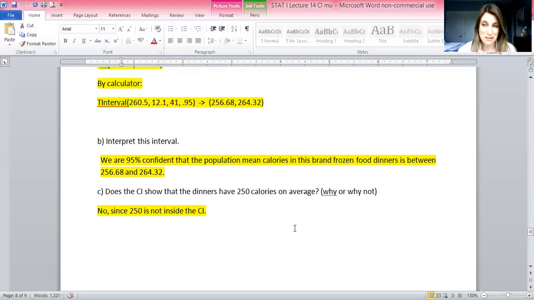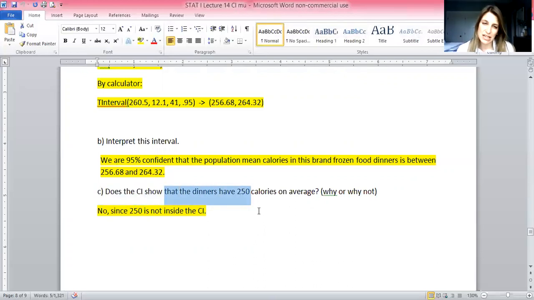So if I ask you something like this, I don't want you to just say yes or no, I want you to support it. Here the answer is no, and the reason why is because 250 is not inside the CI. You see here how it says the dinners have 250, meaning it's equal to 250. If it says something like that, then I'm looking for that number to be inside the CI. Remember, like I mentioned last class, if it's less than or below, then I want my entire CI to be below that value, or if it's greater than or more than, I want my entire CI to be above that value. So in this case, it's no, because 250 is not in the CI.